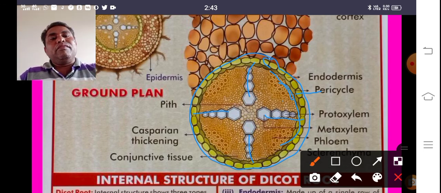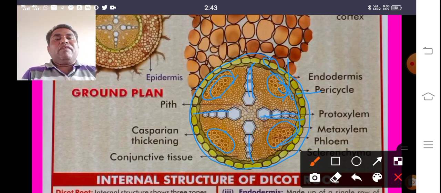After each xylem strand, phloem is present. Xylem and phloem alternate: after xylem comes phloem, after phloem comes xylem. So we can see this alternate arrangement. Because of 4 strands of xylem, the condition is called tetrarch.